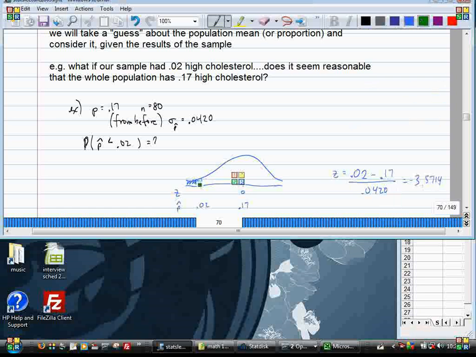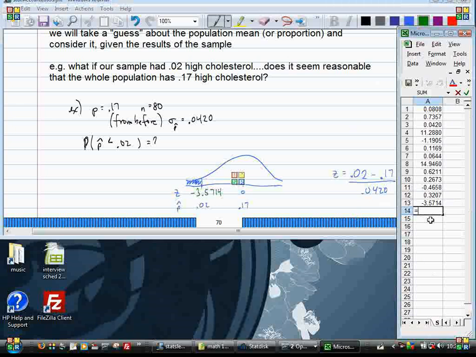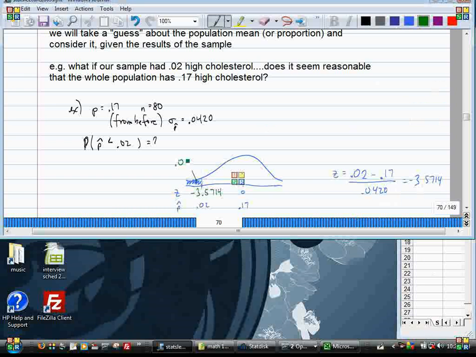So let's fill that in. So now what do we do? Use normsdist on negative 3.5714. What do we get? 0.0002.